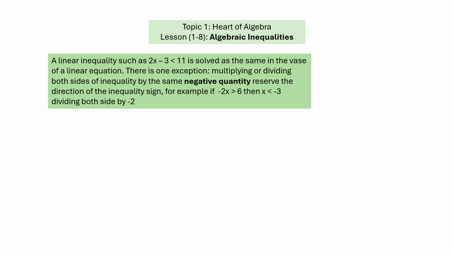Now we will talk about lesson 8, algebraic inequalities. An inequality is any mathematical relationship between the two sides, left and right, that has one of these signs: less than, greater than, or equal to, and so on. So 2x minus 3 less than 11 is solved the same as in the case of a linear equation. There is one exception. When you multiply or divide both sides by a negative number, you flip the direction of the inequality sign.